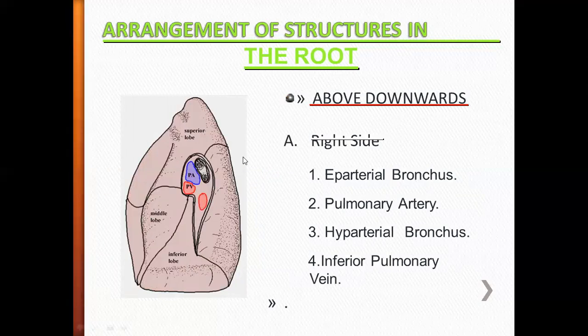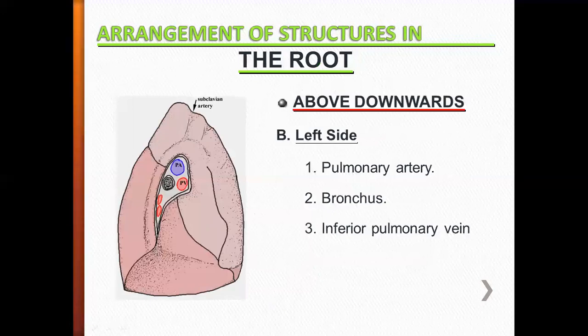On the right side, from above downwards, there is a difference. First is the eparterial bronchus, second is the pulmonary artery, third is the hyparterial bronchus, and fourth is the inferior pulmonary vein. Again, from above downwards on the right side: eparterial bronchus, pulmonary artery, hyparterial bronchus, then inferior pulmonary vein.